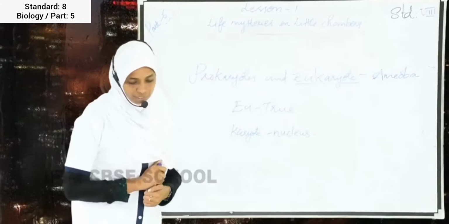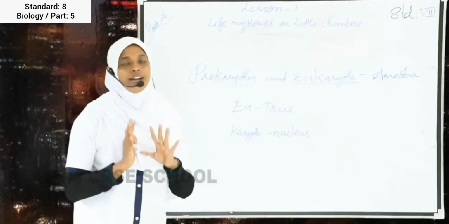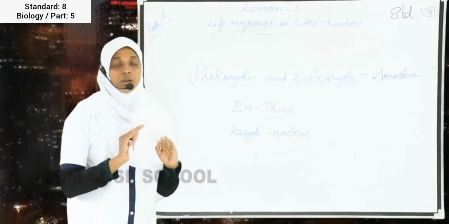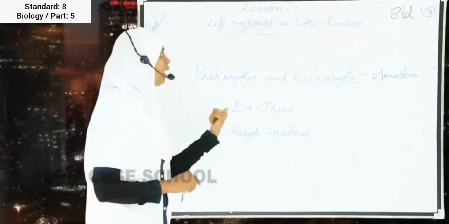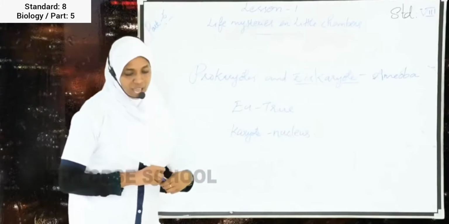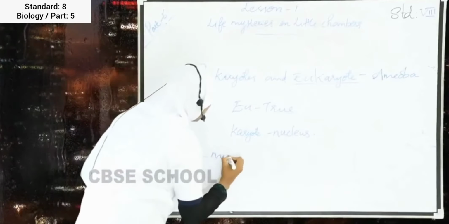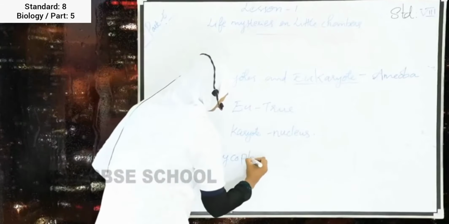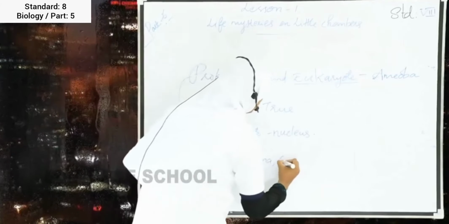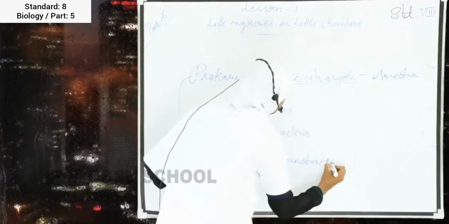And what are the examples for prokaryote? What is a prokaryote? An organism that does not have a definite nucleus is called a prokaryote. And what are the examples of prokaryote? Cyanobacteria and mycoplasma. Mycoplasma and cyanobacteria are the examples for prokaryote.